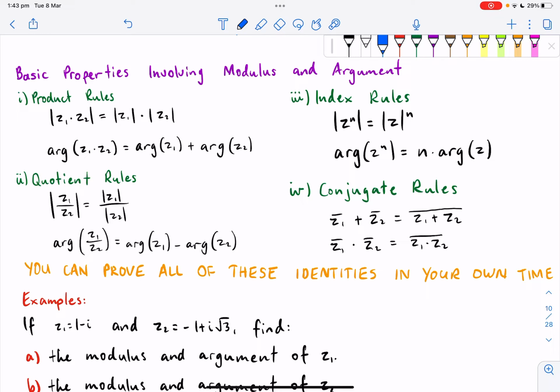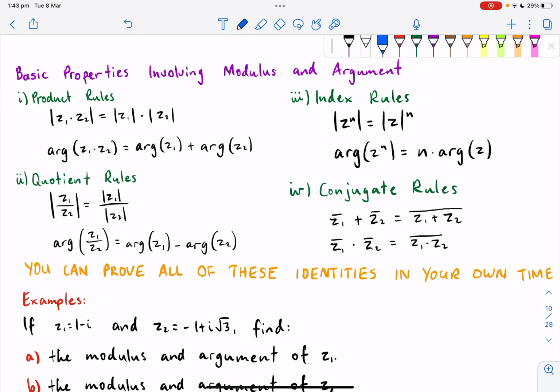All right, and finally the conjugate rules. So conjugates, if I add the conjugate of z1 to the conjugate of z2, that's the same as adding z1 and z2 and then taking its conjugate. Okay, and similarly, the conjugate of z1 times the conjugate of z2 is the same as taking z1 times z2 and then taking that answer's conjugate.